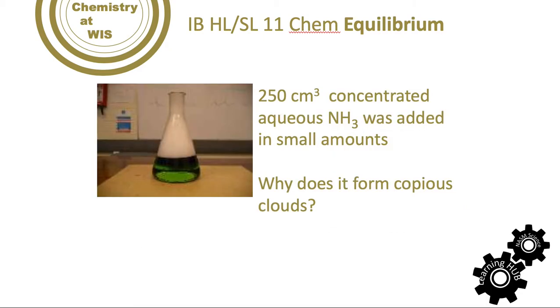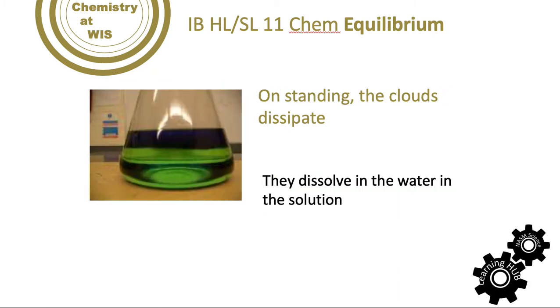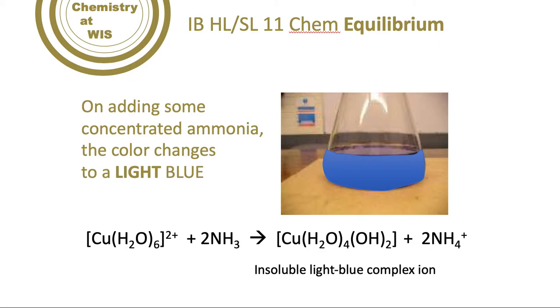Then when we add concentrated ammonia, we get copious white clouds above it, and they are due to ammonium chloride, which in the equation here is shown as a solid. So it's almost as if it's sort of a dust particle. But if you leave it for a while, it settles out, and that ammonium chloride actually dissolves in the solution, and it stays green.